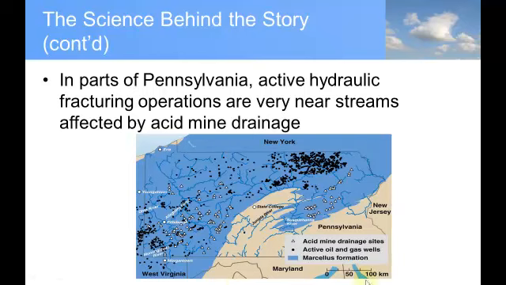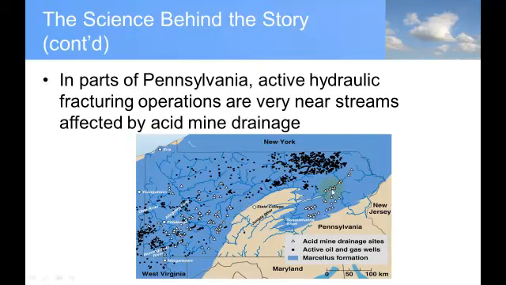And this is particularly significant because we're seeing a lot of hydraulic fracking going on in Pennsylvania today. A good portion of the state is under a structure known as the Marcellus Shale Formation. That's the blue area here. And you can see the triangles are active mine drainage sites. These are where we have acid mine drainage going on. The black dots are active oil and gas wells.